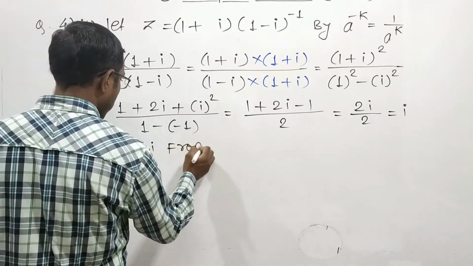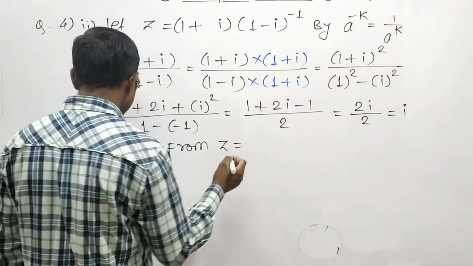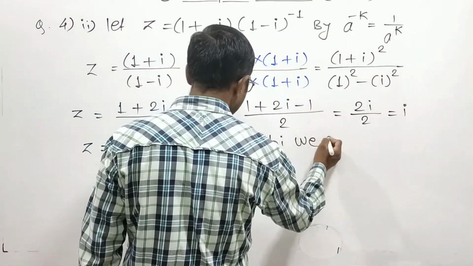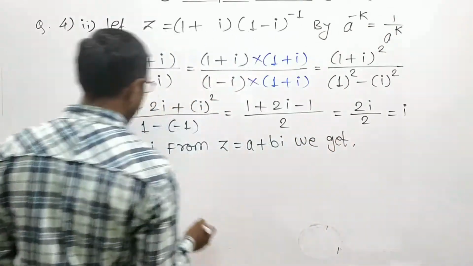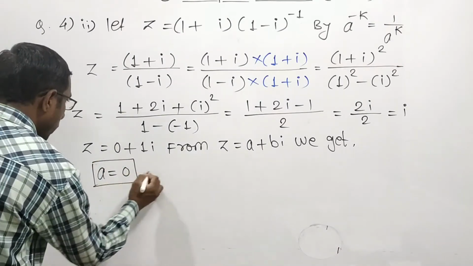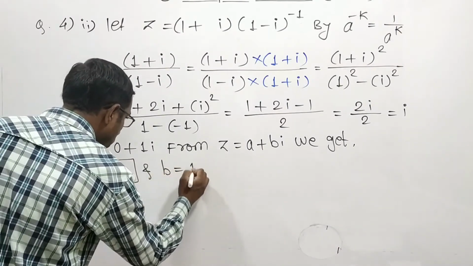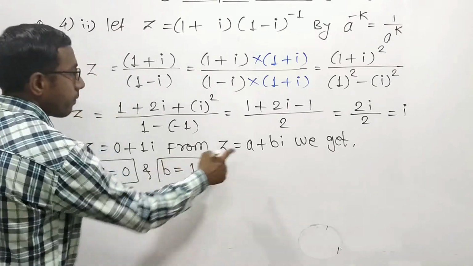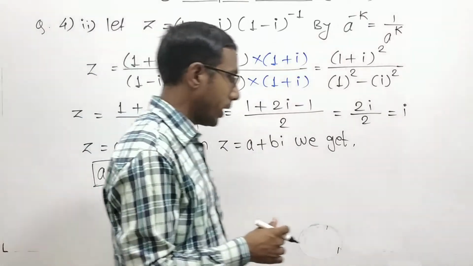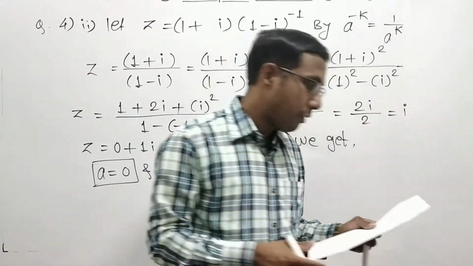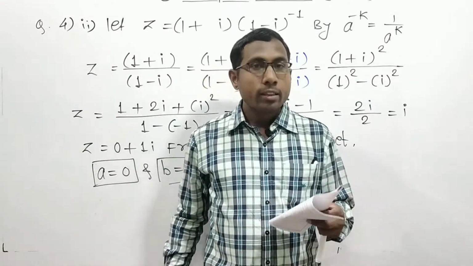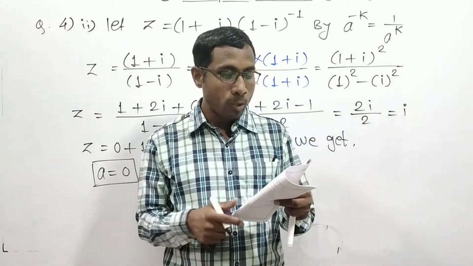Now, from z is equal to a plus bi, we get a as 0 and b is equal to 1. What is a? It is the real part, which is 0. What is b? It is the imaginary part, which is 1. So write it first. Next, take the third bit for your homework purpose.